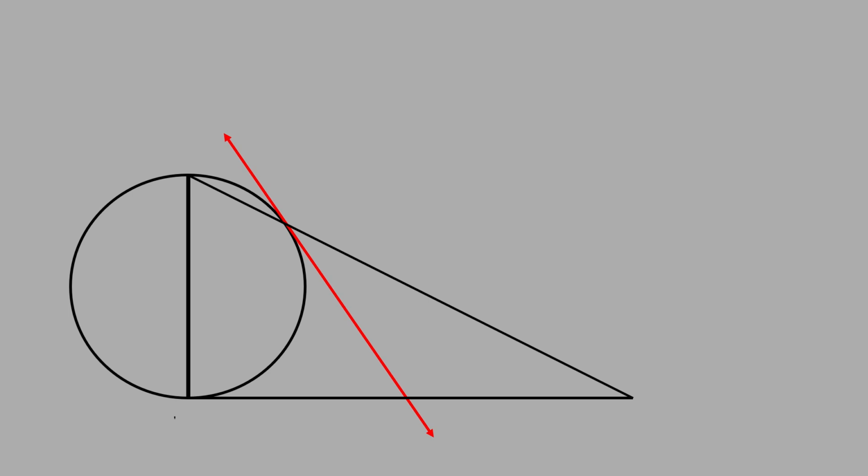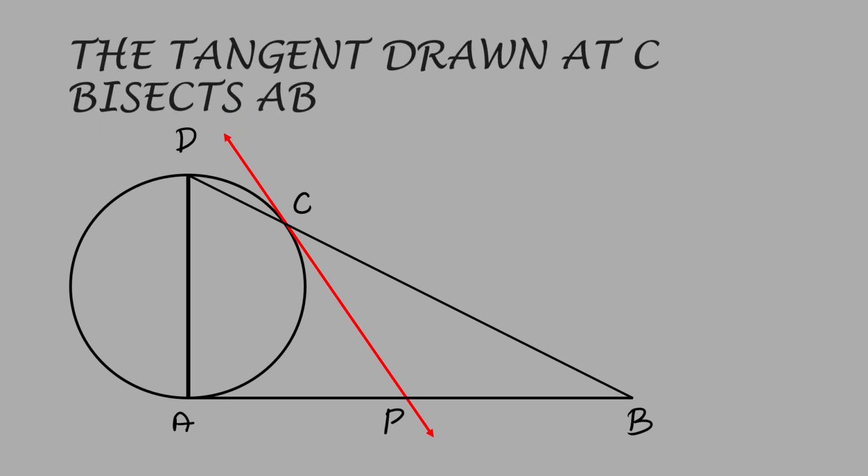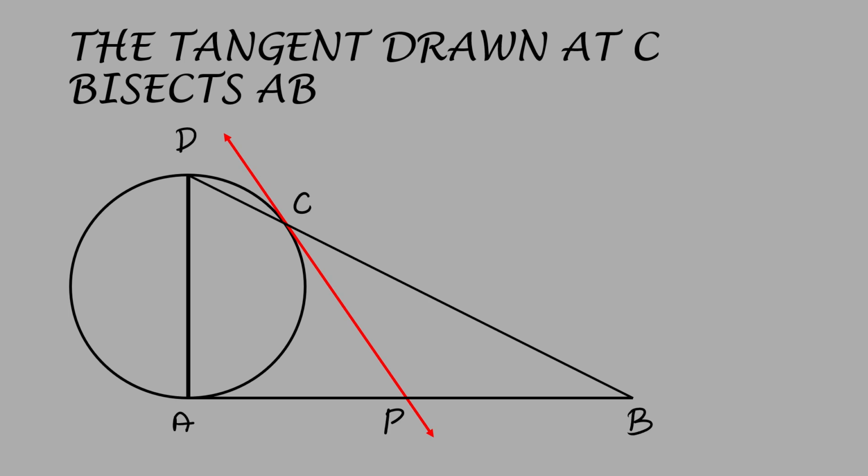Okay, so let's just mark the respective points. Let this point be A, this point be P, this point be B, this point be C, and this point be D. Okay, and we just needed to prove that the tangent drawn at C bisects AB, that is this red tangent bisects this line segment AB at P. Okay, at this point P, that is P is the point of bisection.